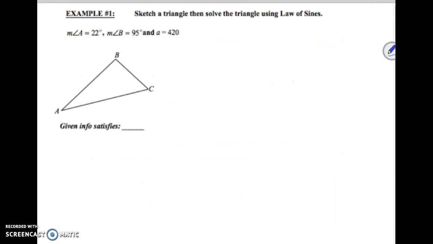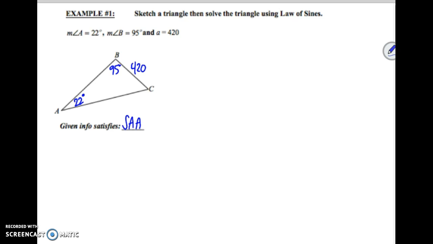So for our first example, it asks us to sketch a triangle and then solve the triangle using the law of sines. We're given the measure of angle A is 22 degrees, the measure of angle B is 95 degrees, and the side length A equals 420 units. This given information satisfies side, angle, angle, so therefore we know we can use the law of sines.